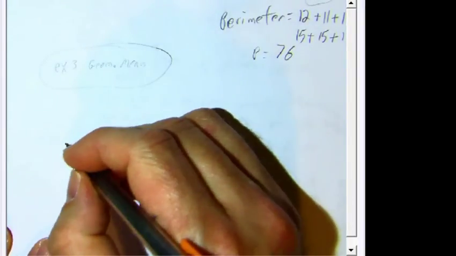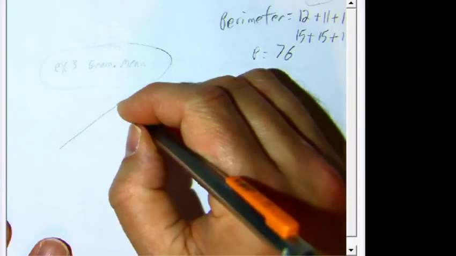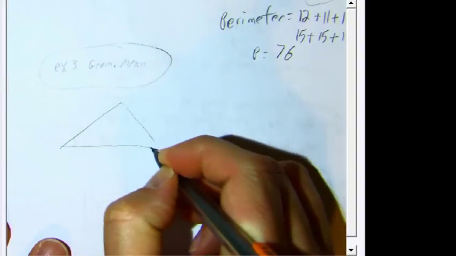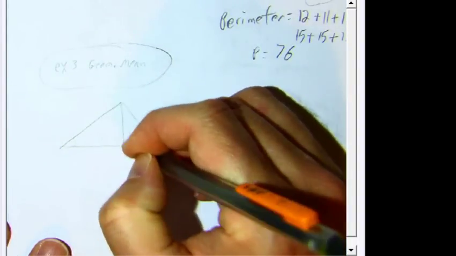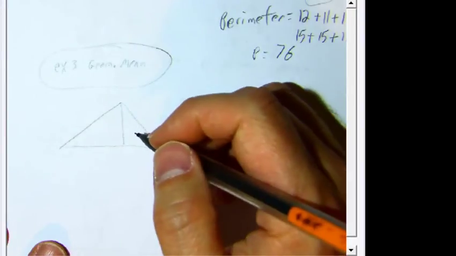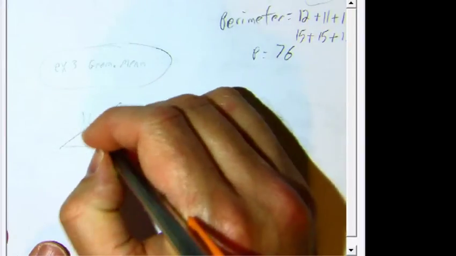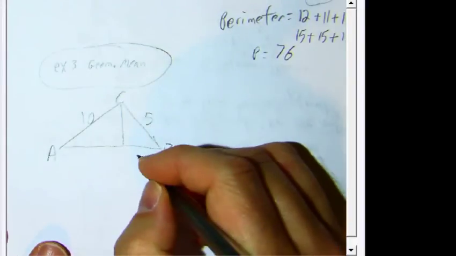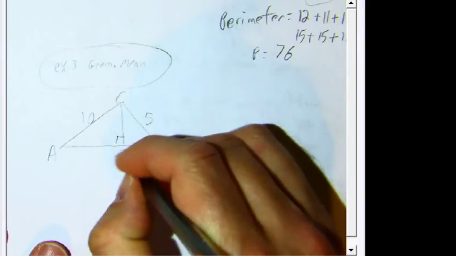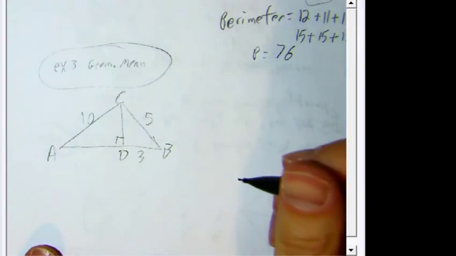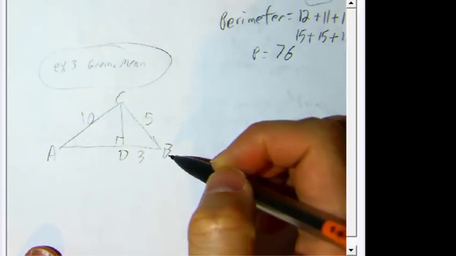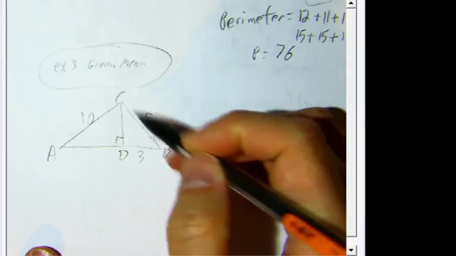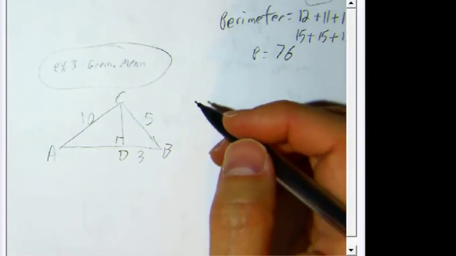So let's say I have this. This is 10, A, C, 5, B, 3, perpendicular, D. CD is perpendicular to AB, AC is 10, BC is 5, DB is 3, how long is AD? Okay.